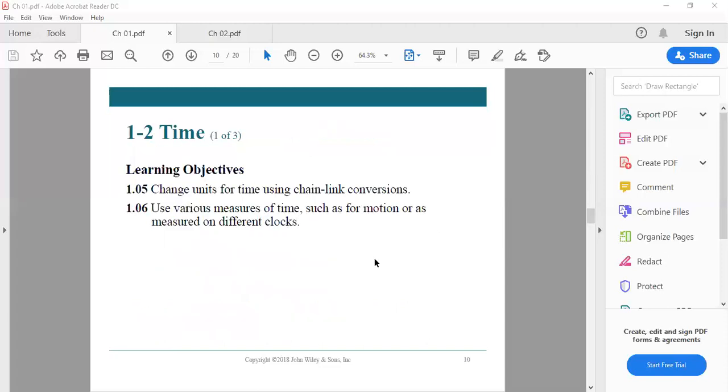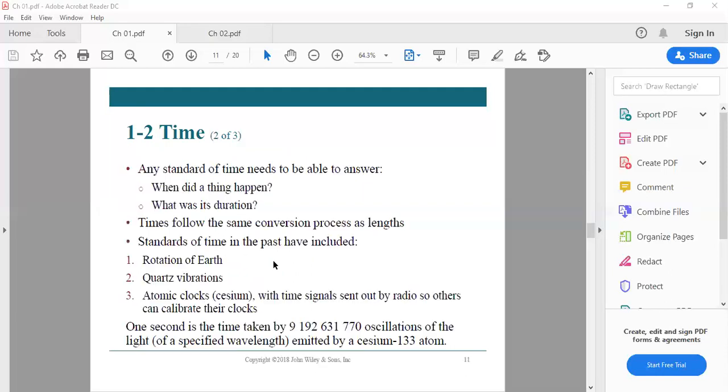Section 1.2. We're going to change units for time using chain link conversions and various measures of time, such as for motion or measured on different clocks. So, time. Any standard of time needs to be able to answer when did a thing happen and how long did it last. So, times follow the same conversion process as lengths.